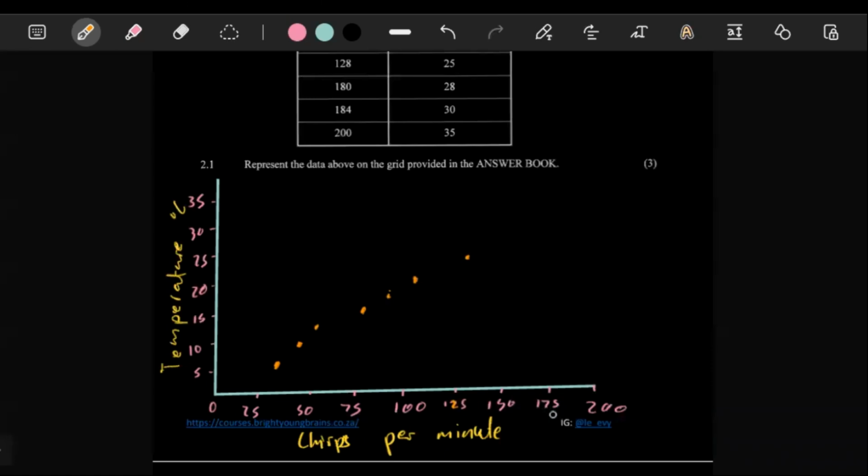180, that's a big jump. 180 and 28, just above that. Then we have 184 and 30, somewhere there. And then 235. I think the data shows that the number of chirps you hear is definitely an indicator of the temperature.